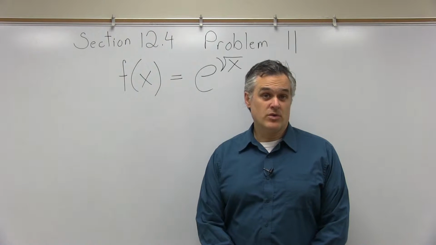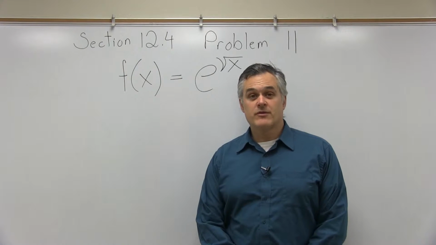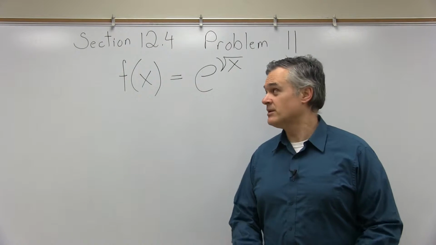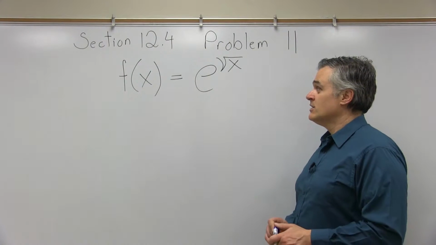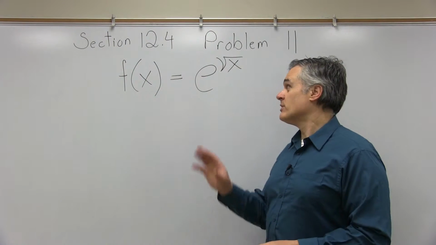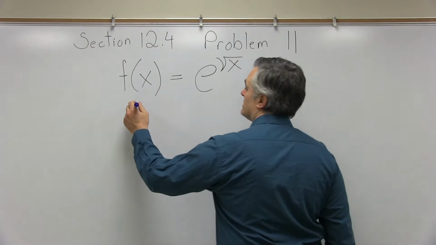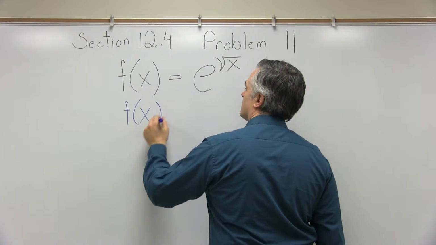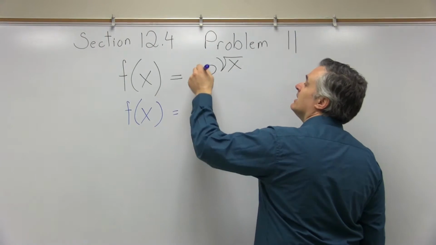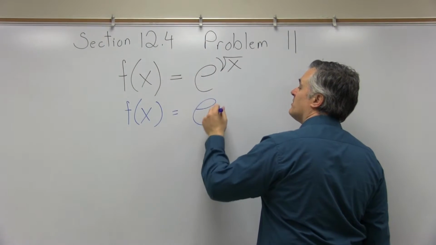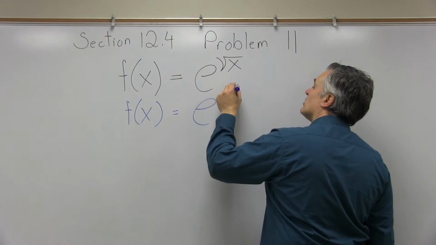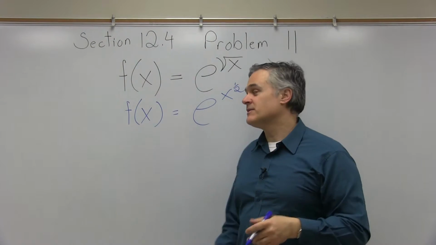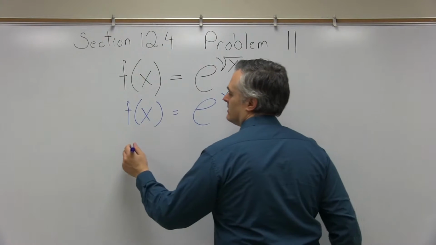This is Section 12.4, Problem number 11. We have a function f of x equals e to the square root of x power, and we need to find the derivative of that. So to start the problem off, I want to rewrite the square root. I'm not going to do any prime yet. Let me rewrite f of x equals, instead of e to the square root of x power, let me make it e to the x to the 1/2 power. That's the same thing, but now it's going to fit the format that I can deal with.